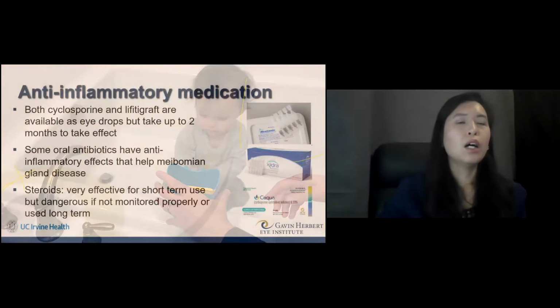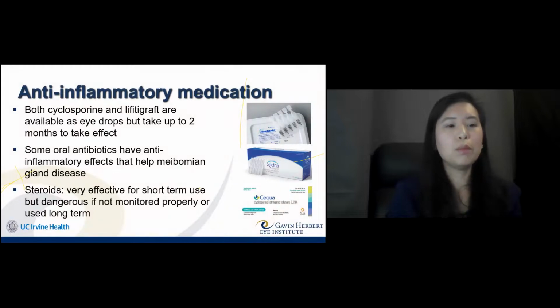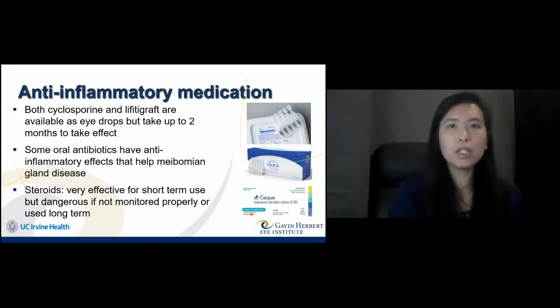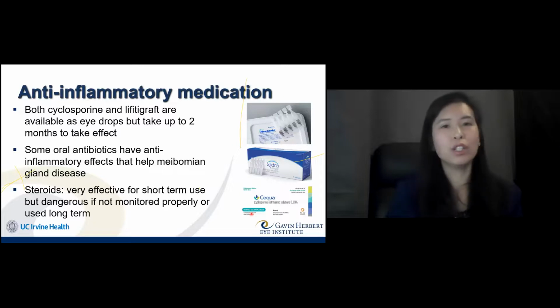Okay, so the next treatment I want to talk about is one that many patients have already heard about, which is these anti-inflammatory medications. So now we have 3 anti-inflammatory medications that don't contain steroid on the market. Okay, I want to differentiate that. So steroids are very effective for short-term use. You put the steroid in, it decreases inflammation, but it's not good to use steroid for a long time. And it actually can be very dangerous if you're not monitored properly, or you get a lot of side effects if you use it long term.